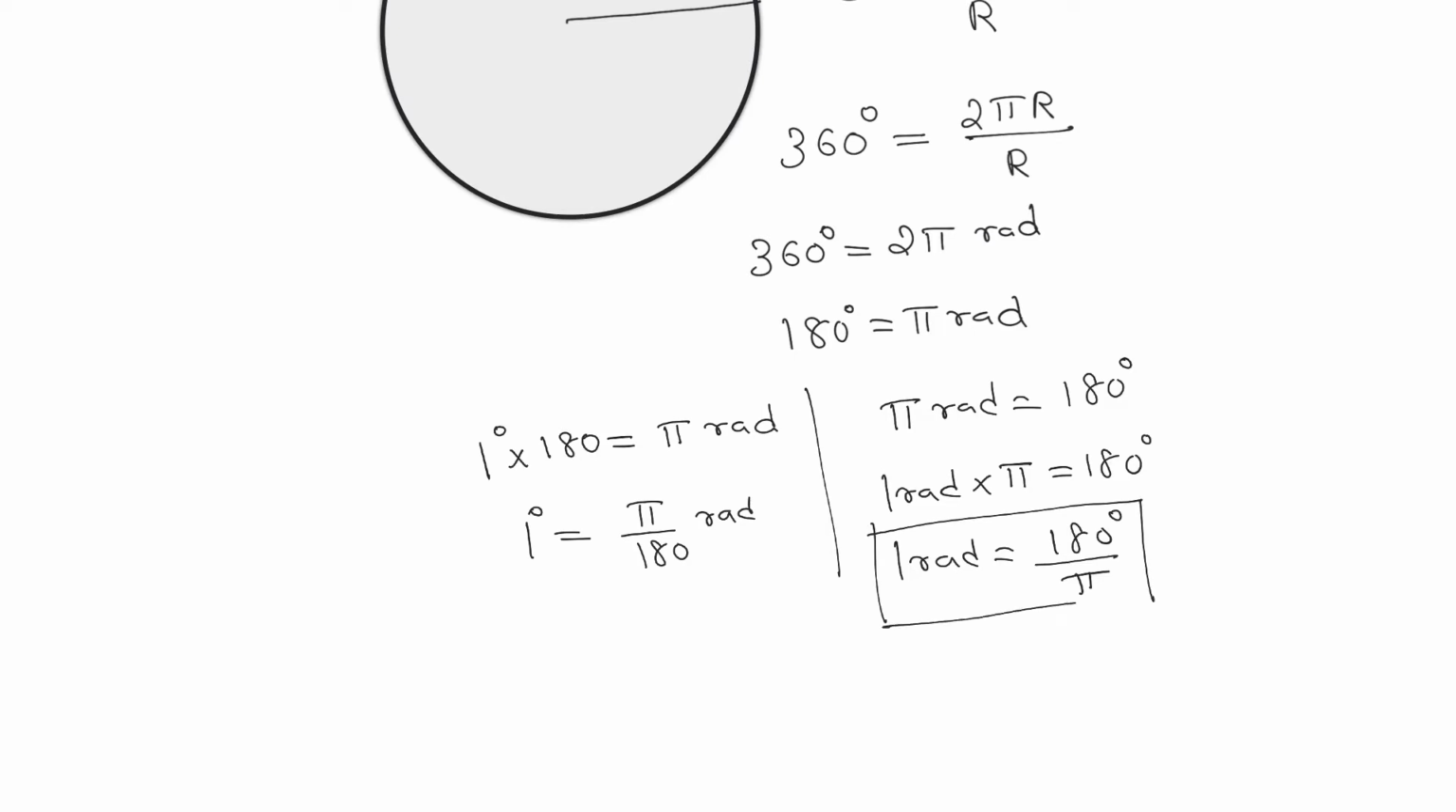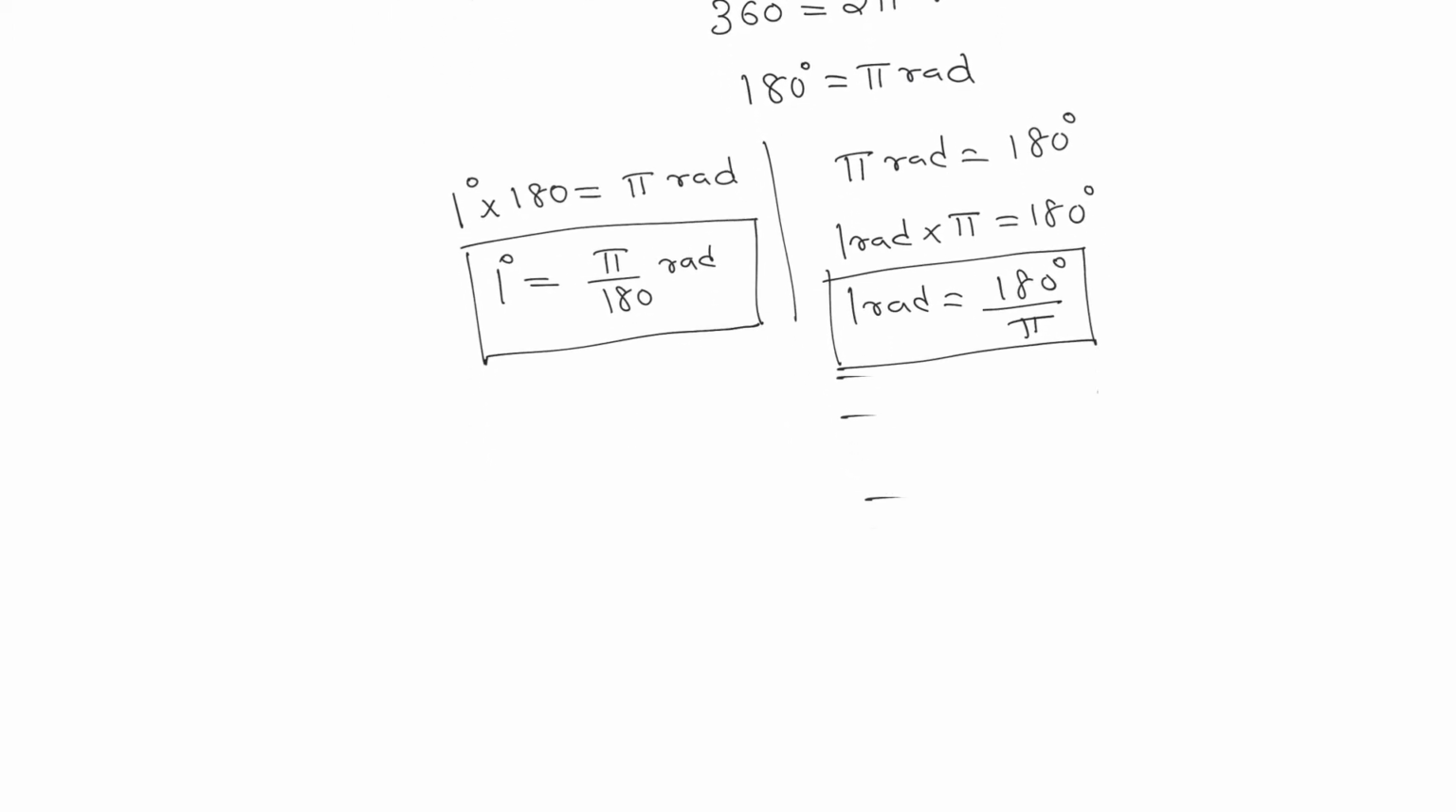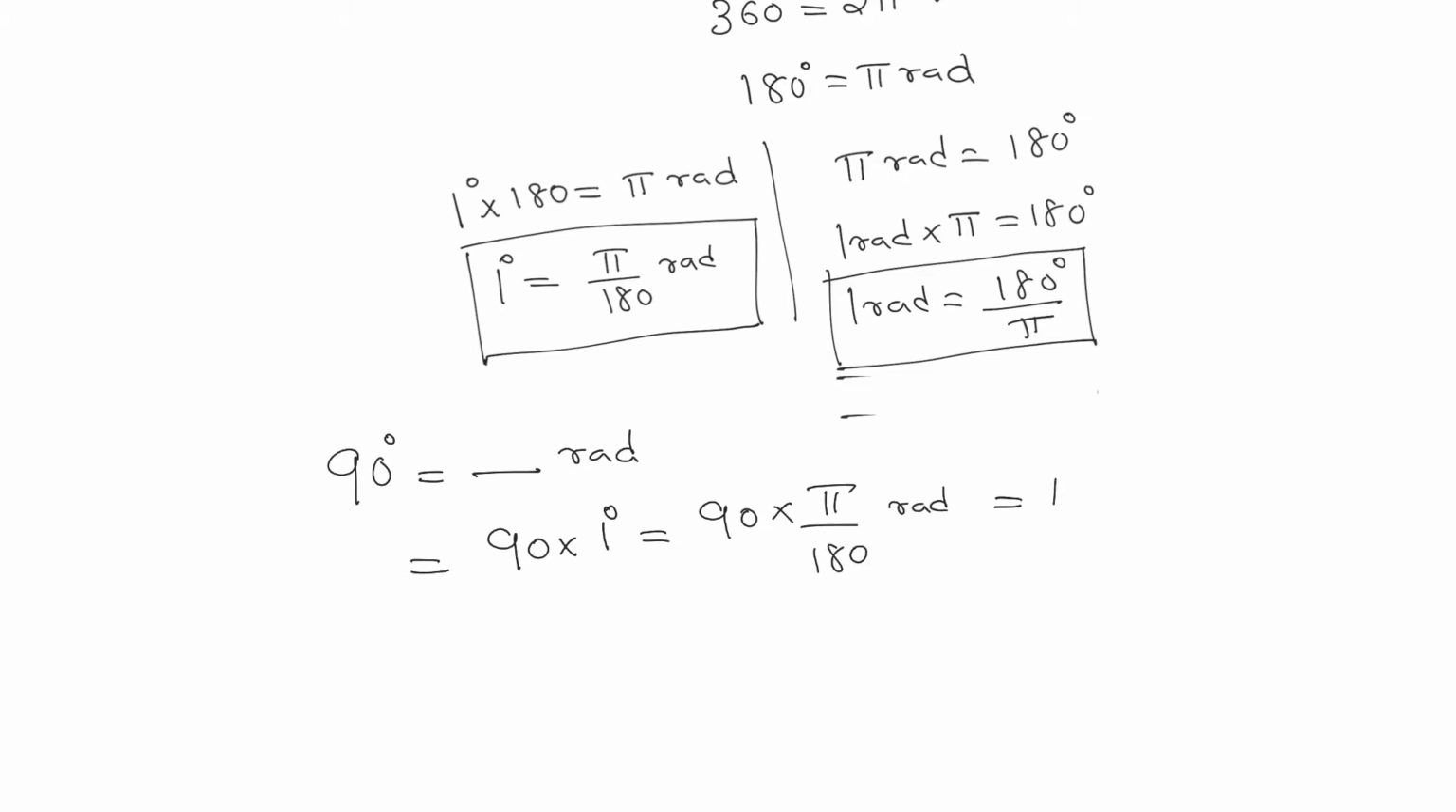So we'll discuss how to convert from degree to radians and radians to degree. If you'd like to convert from degree to radians, multiply it by pi by 180. Suppose our aim is to find out 90 degree is equal to dash radians. So we can write 90 degree is equal to 90 into 1 degree, which is 90 into pi divided by 180 radians. This 90 and 180 get cancelled, and you will get the answer as pi by 2 radians.